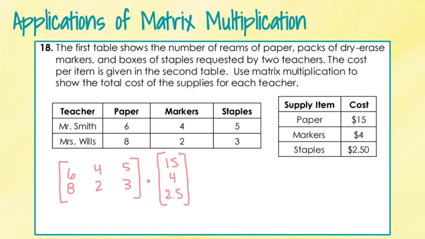It is important that this is paper, marker, staples, paper, marker, staples. They need to be in the same order, even though this one is a column and these are by row. So this is a 2 by 3 matrix times a 3 by 1 matrix. We can do this, and it's going to equal a 2 by 1 matrix.